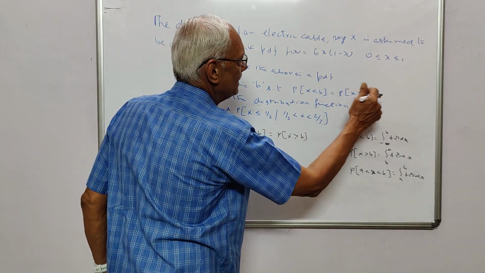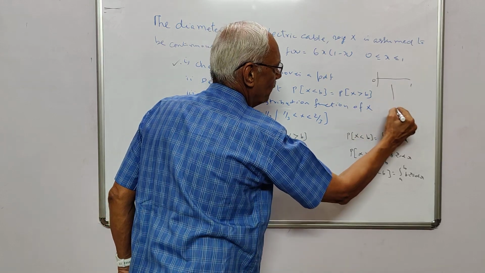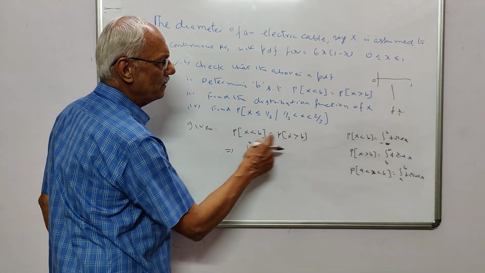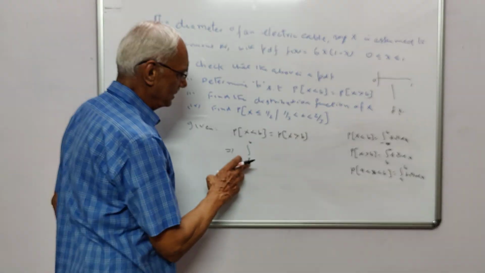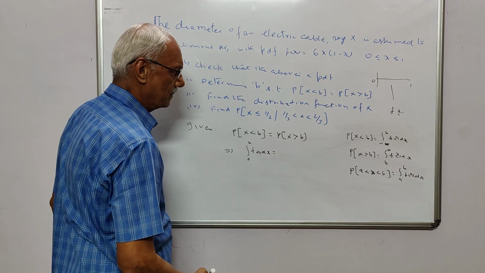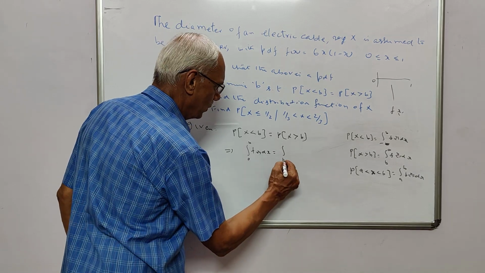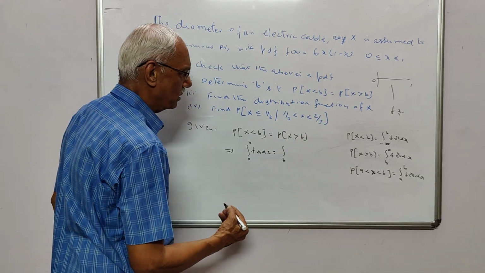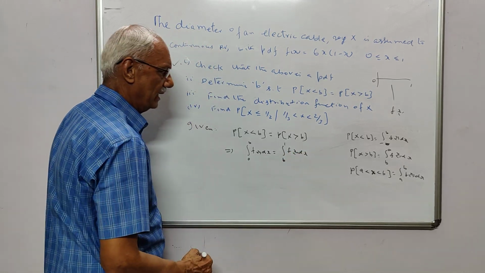You see that this f(x) is defined in this interval 0 to 1, and only in 0 to 1. So b is any point lying between 0 and 1. So the integral from 0 to b of f(x) dx is equal to the integral from b to 1 of f(x) dx. From b it must go up to 1.